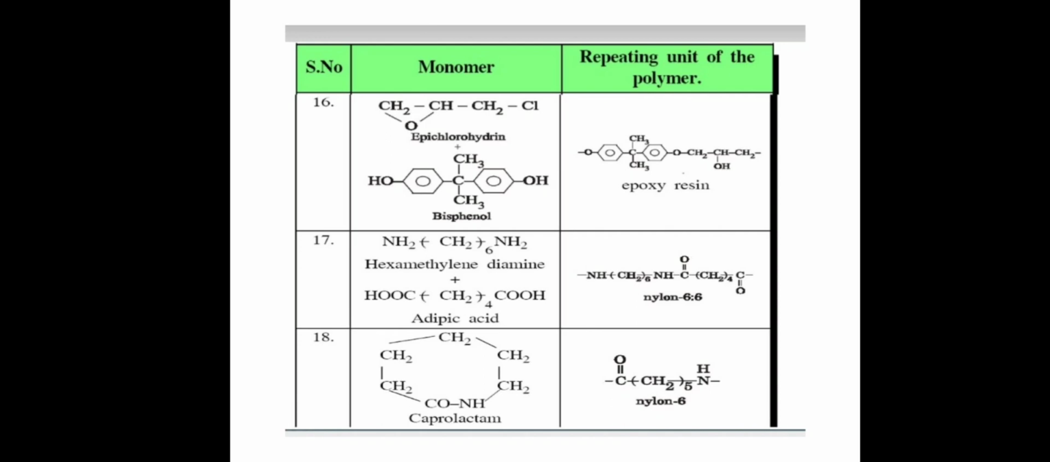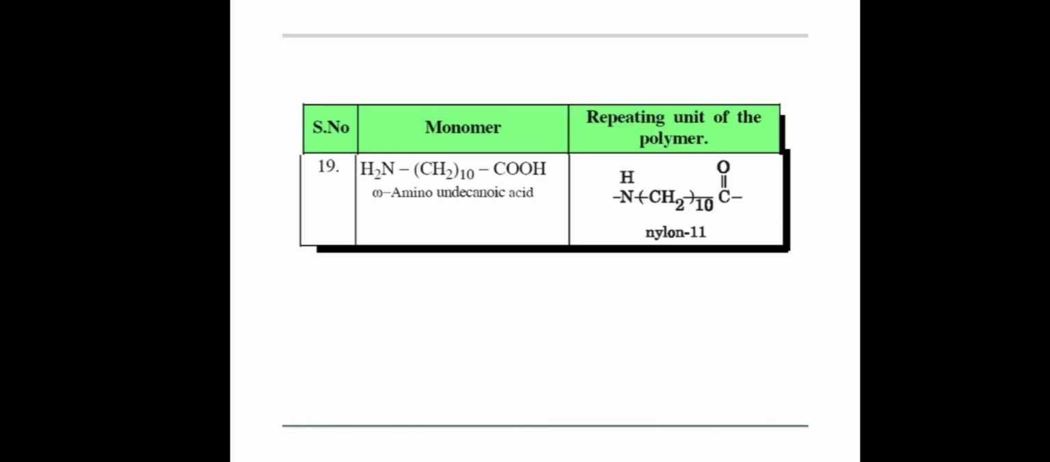Two different monomers, epichlorohydrin and bisphenol, form epoxy resins by the removal of HCl, simply called dehydrohalogenation. Next, hexamethylene diamine and adipic acid give nylon 6,6, and caprolactam gives nylon 6. Then amino undecanoic acid gives nylon 11.